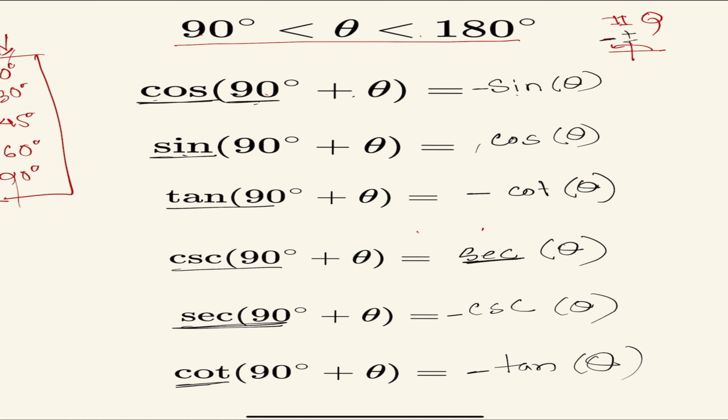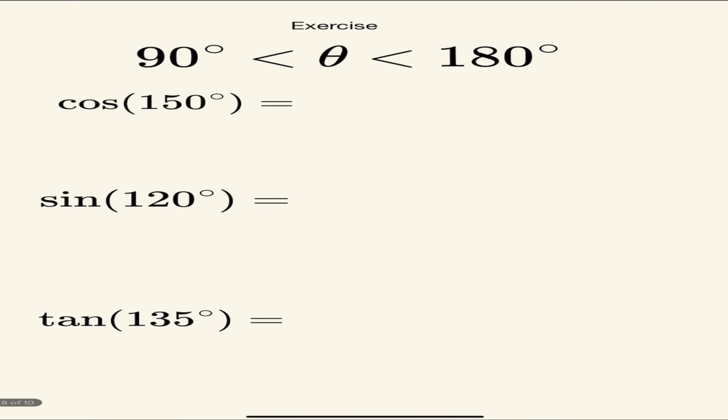So if you guys didn't get it properly, let's do an example, then you will get it much easier. Look here, this is the exercise for the second quadrant, right? So cosine, we can rewrite that in terms of 90 degrees. Since 150 is more than 90 degrees and less than 180 degrees, we're going to write cosine 150 as 90 degrees plus 60 degrees.